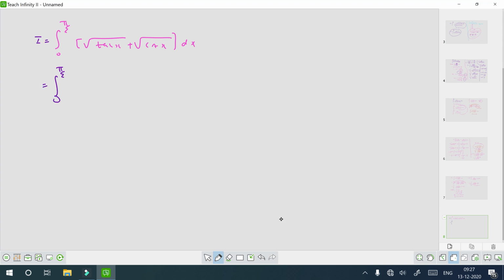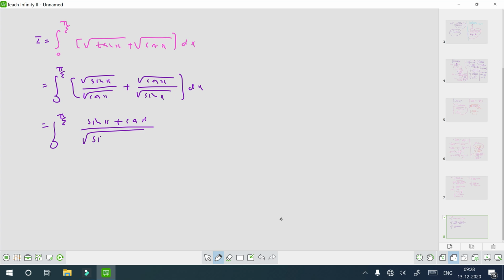0 to pi by 2. Convert into sine cos. Now take the LCM. 0 to pi by 2. Can I write here sin x plus cos x over under root sin x into cos x dx? Now see, 0 to pi by 2, multiplied and divided by root 2. Why? Let's see here, 2 sin x into cos x, to get that thing.